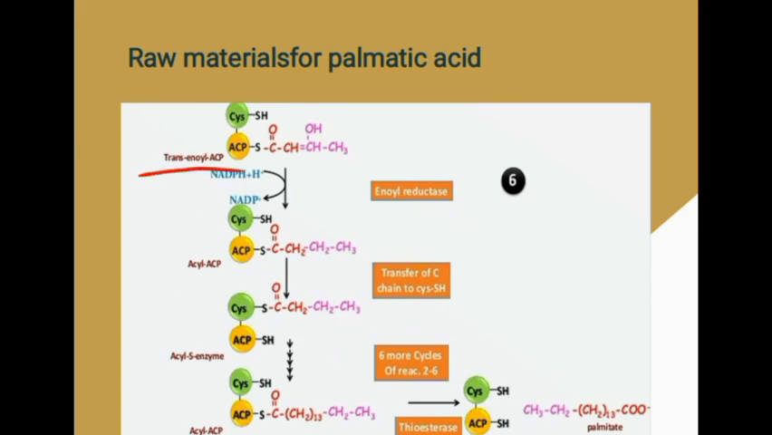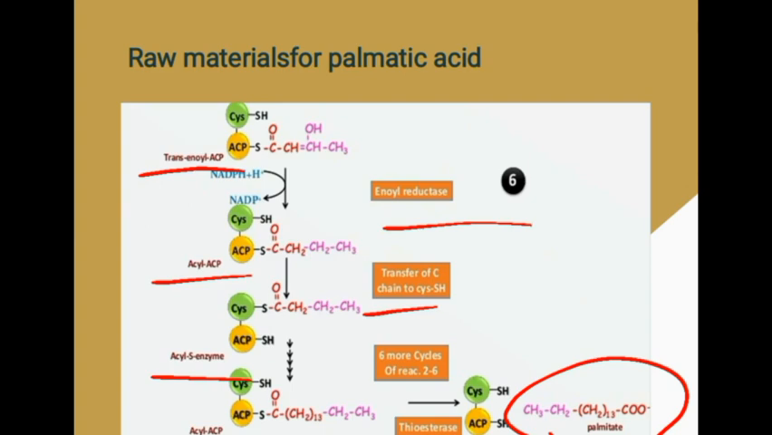In this, trans-enoyl ACP is converted into acyl ACP, then acyl S enzyme, then acyl ACP, and in the last it is converted into palmitate. Different steps are involved in it: enoyl reductase, transfer of the C chain to cysteine SH, 6 more cycles of reaction, 2 to 6, or thioesterase.